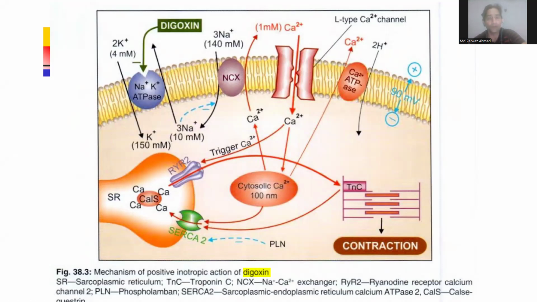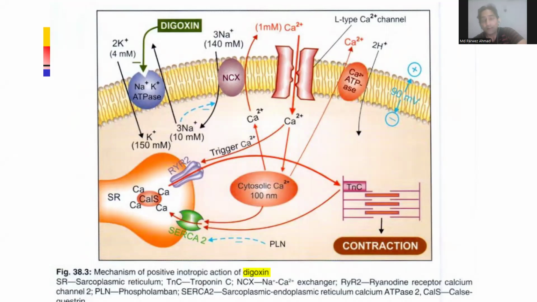Now come to the point again. During the depolarization, 1% of the calcium enters via the L-type calcium channel. This 1% of the calcium again stimulates the ryanodine receptor, and once the ryanodine receptor is activated, it helps the release of massive calcium from the sarcoplasmic reticulum. Now the excess or abundant amount of calcium present in the cytoplasm activates troponin C, and actin myosin interaction takes place, and finally heart contraction occurs.